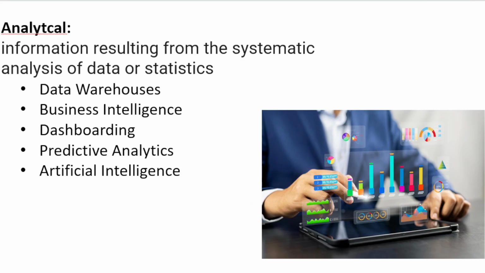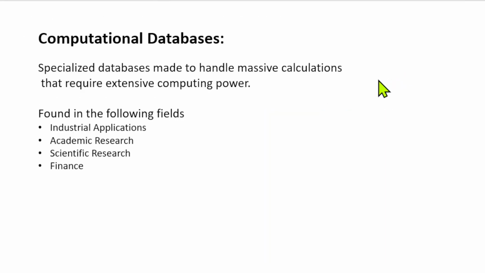Analytical, on the other hand, is information resulting from the systematic analysis of data or statistics. So they are data warehouses. They are your business intelligence solutions, dashboarding, predictive analytics. They're used in artificial intelligence. And if I could spell it right, it would be even better, wouldn't it? There we go. And then we finally have our computational databases. These specialized databases handle massive calculations. Think industrial applications, academic research, scientific research, finance.